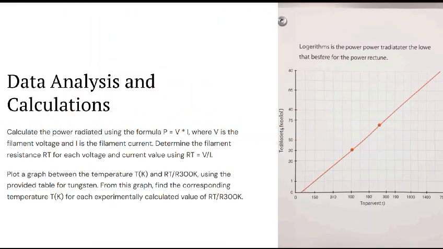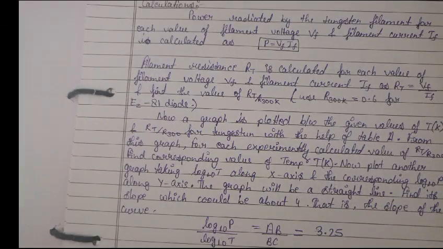Now let's move on to the calculation after making all the observations. Firstly, power radiated by the tungsten filament for each value of filament voltage Vf and filament current If is calculated as P is equal to Vf times If. Secondly, filament resistance RT is calculated for each value of filament voltage Vf and filament current If as RT is equal to Vf upon If. Then we'll find the value of RT upon R 300 Kelvin.